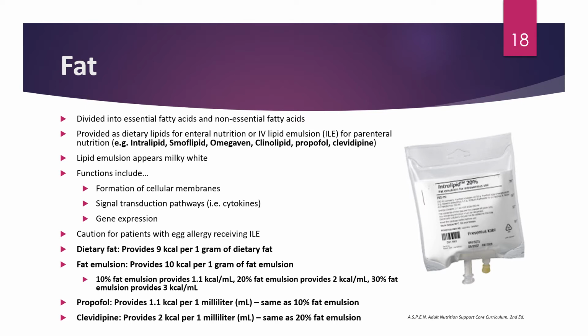10% fat emulsion actually contains about 1.1 kilocalories per ml. For 20%, it's 2 kilocalories per ml, and for 30% fat emulsion, it is 3 kilocalories per ml. For propofol, it's similar to the 10% fat emulsion, so it's 1.1 kilocalories per ml. And for clevidipine, it's 2 kilocalories per ml, or similar to 20% fat emulsion.